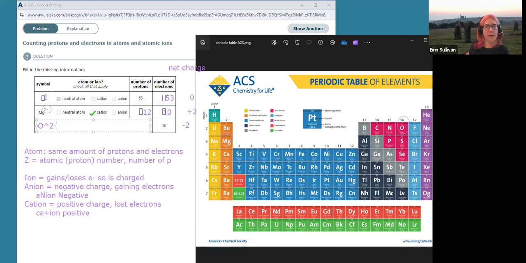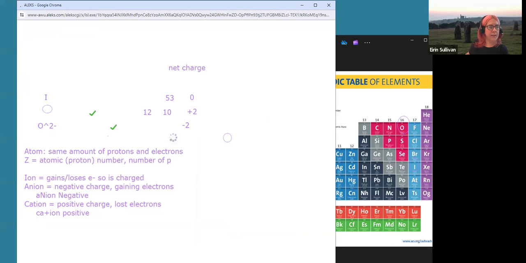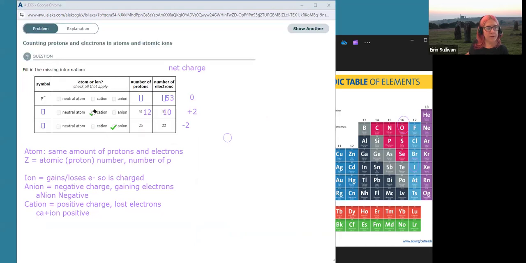Okay, let's do another one because these are fun. Let's get rid of all this gubbins here.